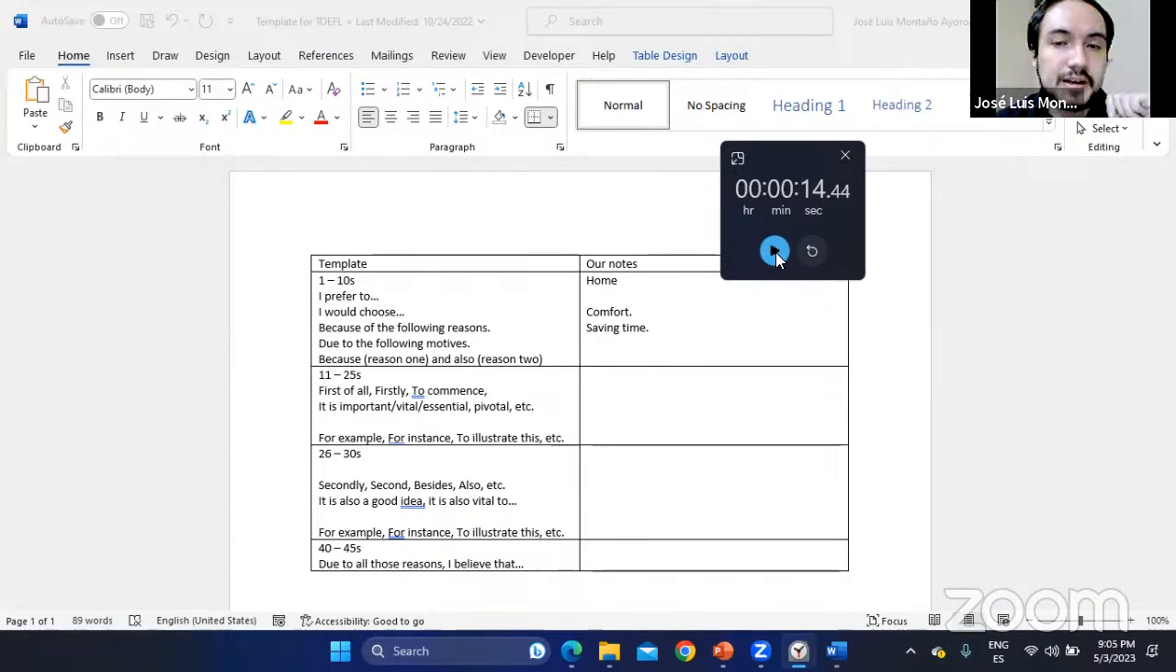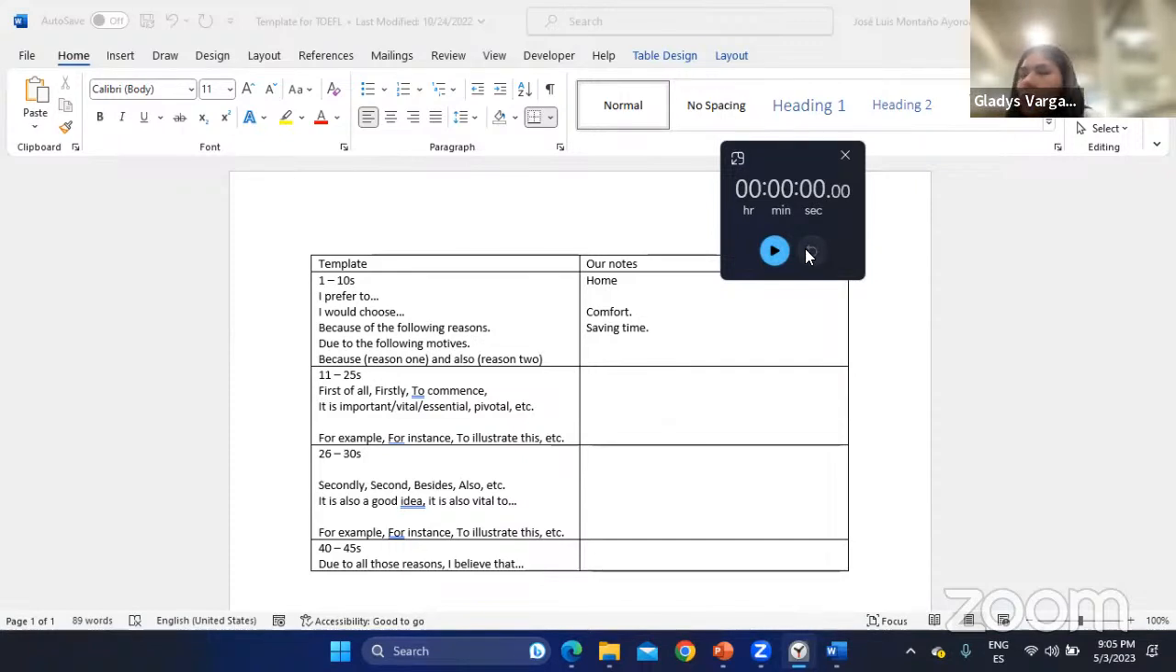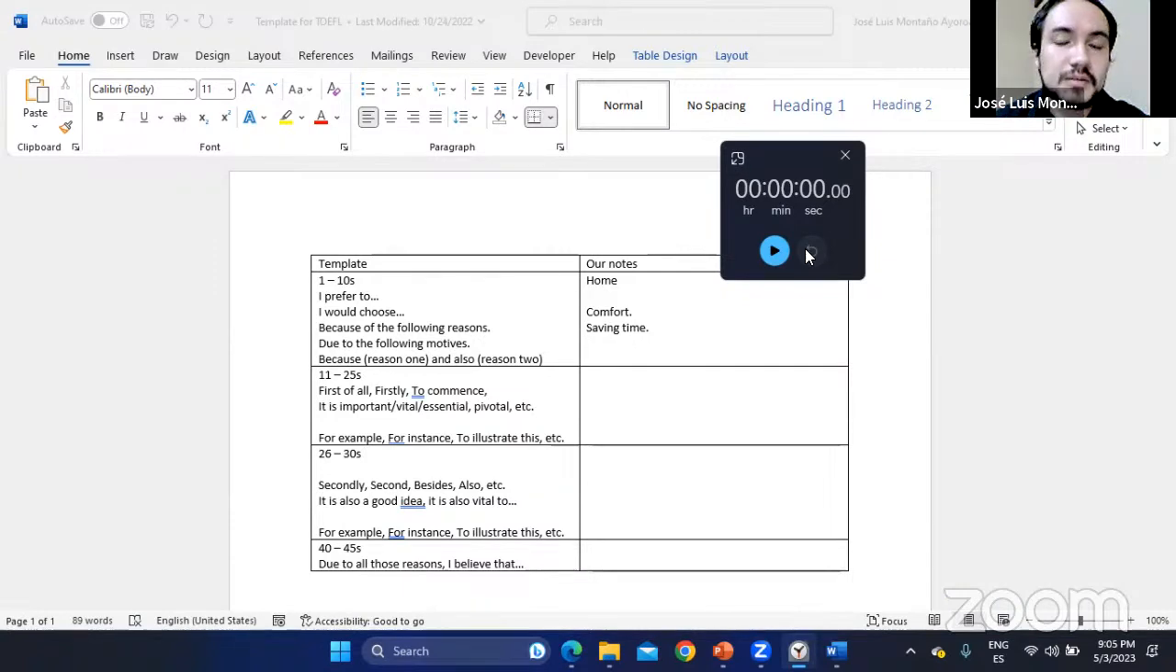All right, and you can say something like, secondly, besides, also. It's important because of what we said, no distractions, right? You develop that for 15 seconds more or less, and you include your example there, Gladys. And you can say, for example, secondly, it's important because I have no distractions.